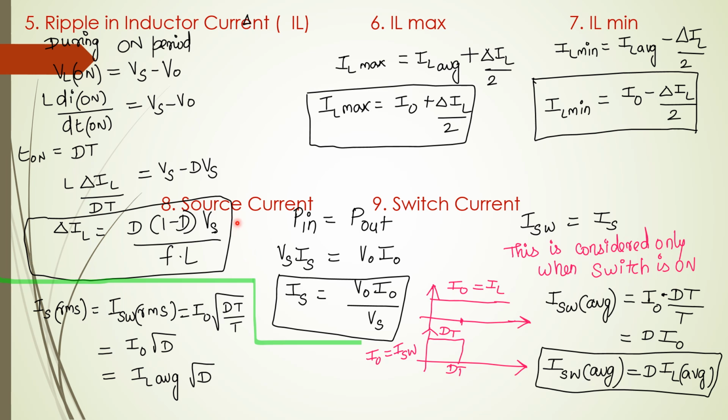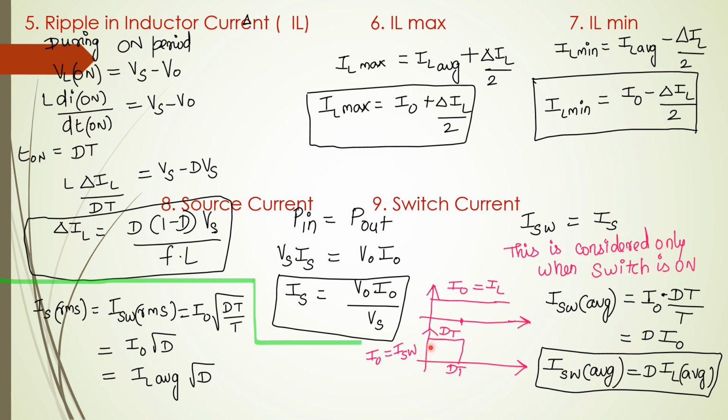Power input equals power output. Substituting that, you'll get the source current Is equals V naught into IL by Vs, that is I naught by Vs. If we want to find IL max and IL minimum, same as the boost converter, IL max is equal to IL average plus del IL by 2. And to find the IL minimum, it is IL average minus del IL by 2. Substituting the values, we'll get it. Switch current ISW is equal to IS. We can find the IS RMS also, and ISW average and RMS by this.